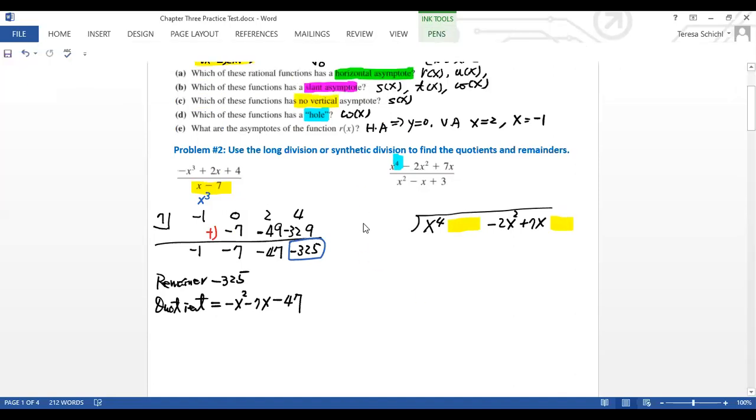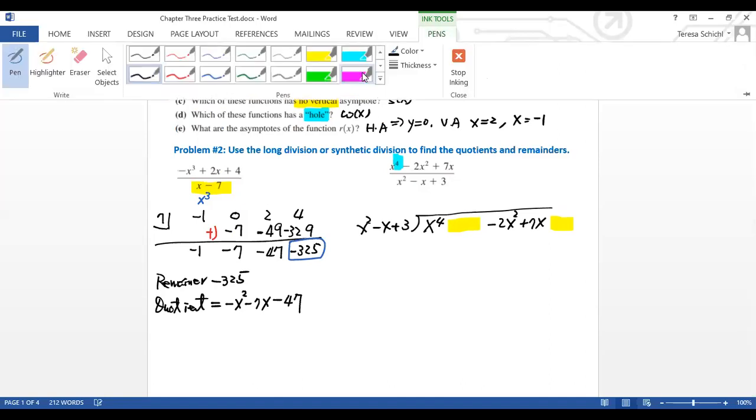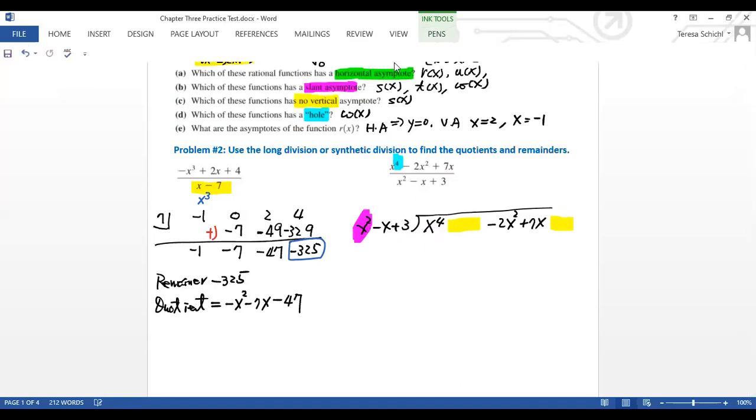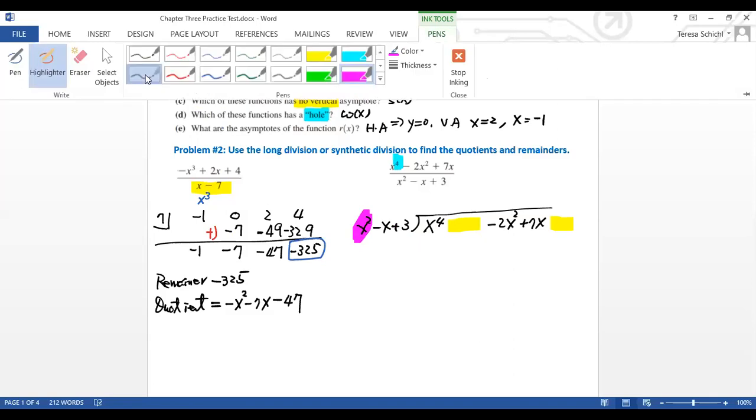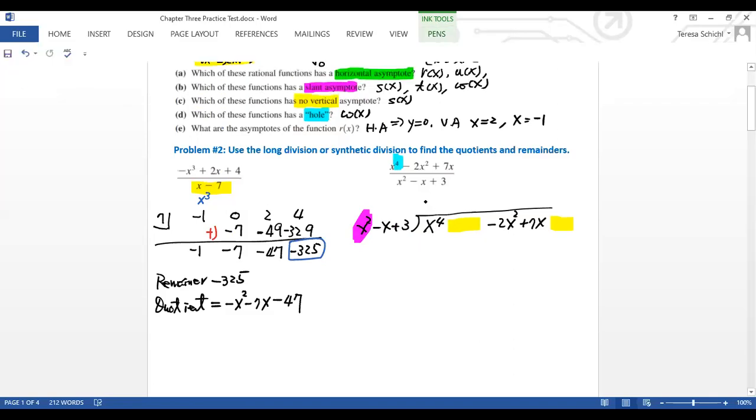Now let's take a look. The divisor is x squared minus x plus 3. Remember, we want to match the first terms. Here this is x fourth, this is x squared, so we need x squared. You multiply each term: x squared times x squared is x fourth, x squared times minus x is minus x cubed, and x squared times 3 is 3x squared.